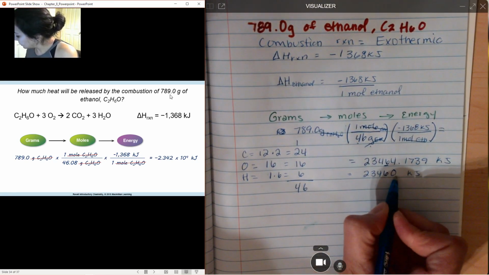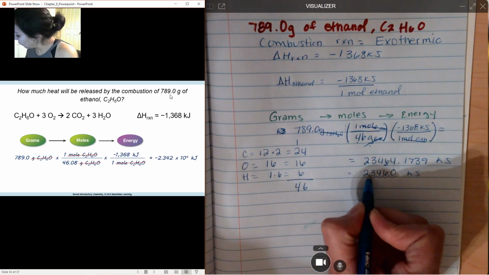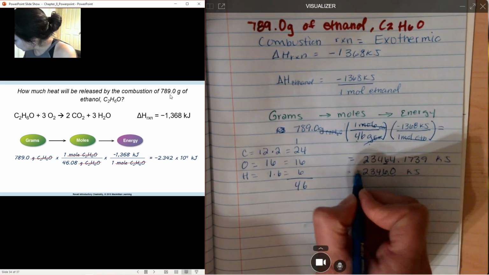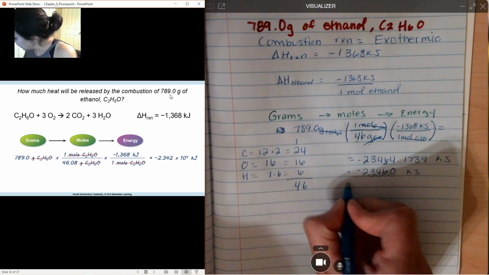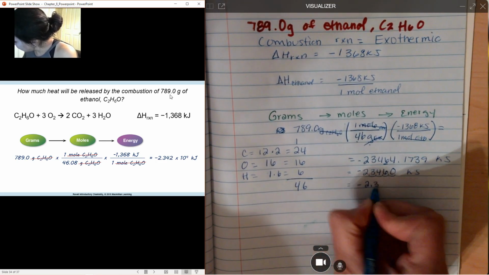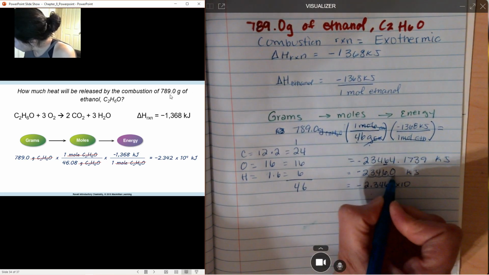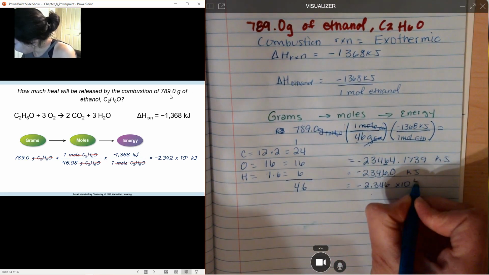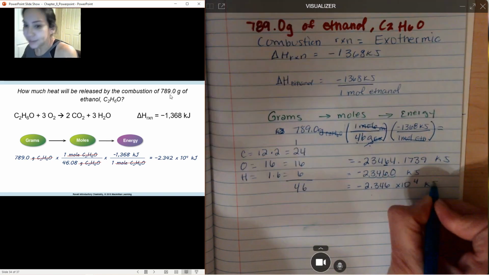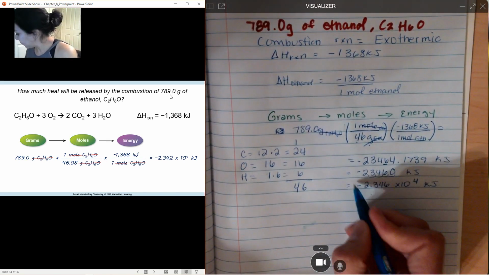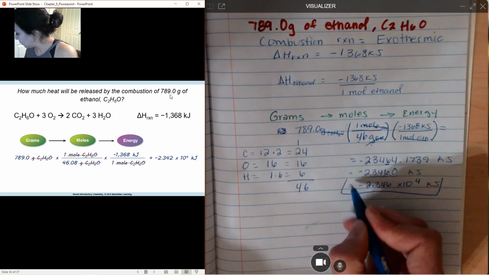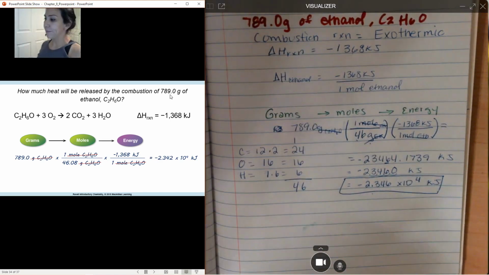So we're going to take this decimal and move it over. 1, 2, 3, 4. Oh, and this is negative. We get negative 2.346 times 10 to the, what was that? 1, 2, 3, 4. To the 4th power. And it's in kilojoules right there. Verified my answer really quick, and boom.